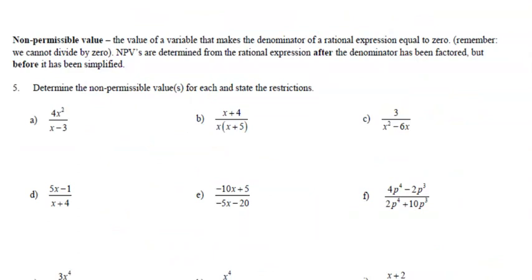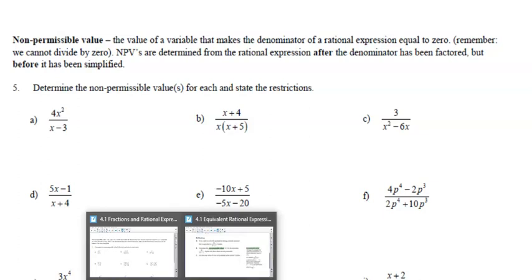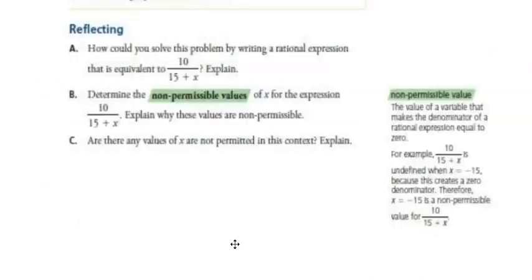Non-permissible value, aka NPV. And really, it's all going to be about restrictions. So, non-permissible value. Where'd the book go? Here. Determine the non-permissible values. Okay, the value of a this is going to be repeated on the sheet in front of you, right? Or something similar to it. But just showing you in the book, right? You're looking through the book. You see the stuff there.